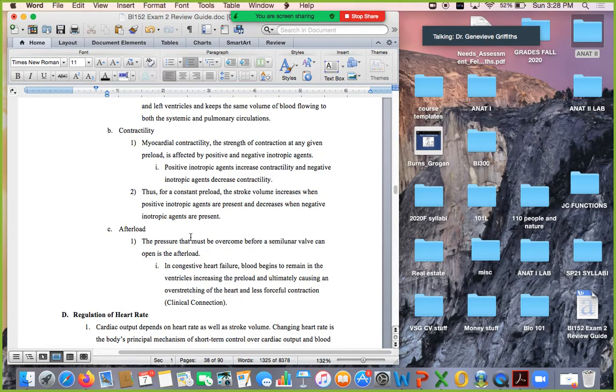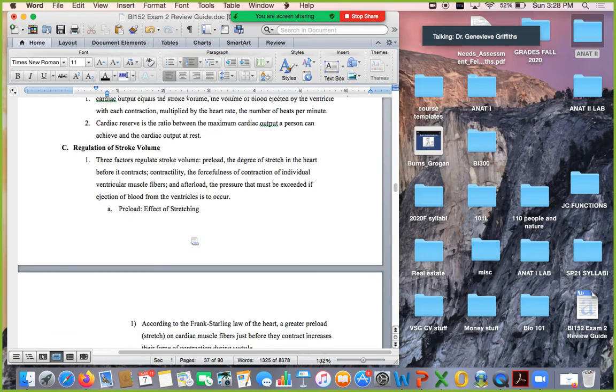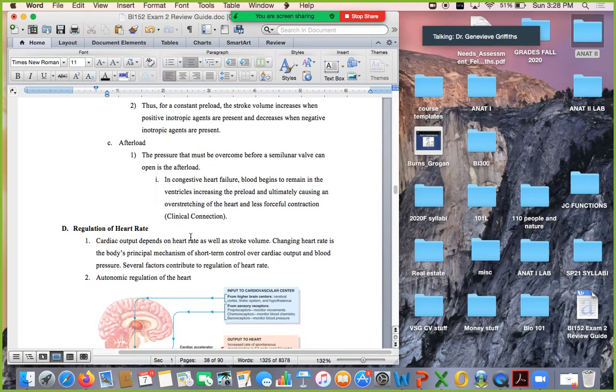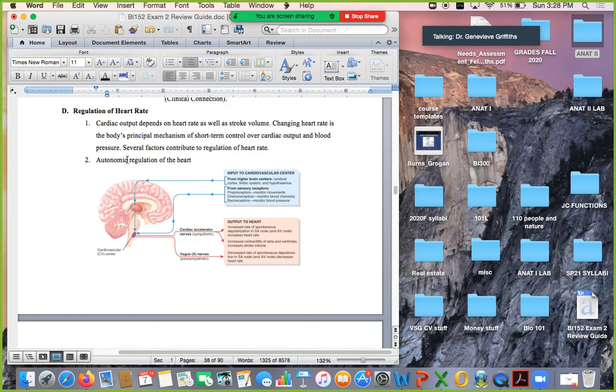All right, previously I was just talking about stroke volume. Now we're going to be talking about regulation of heart rate. We can change heart rate by a couple of different mechanisms. We have short-term control and also a little bit longer-term control as well. Most of the factors that contribute to regulation are going to be autonomic.